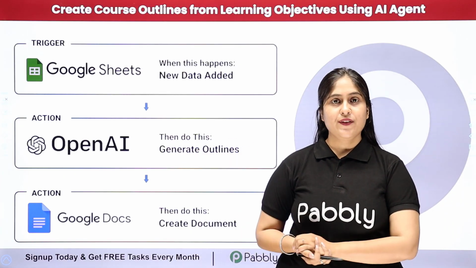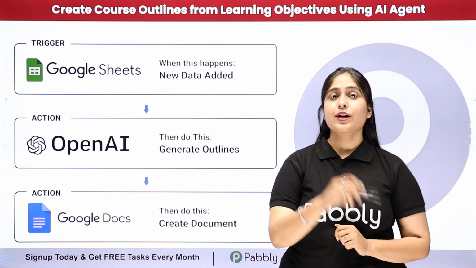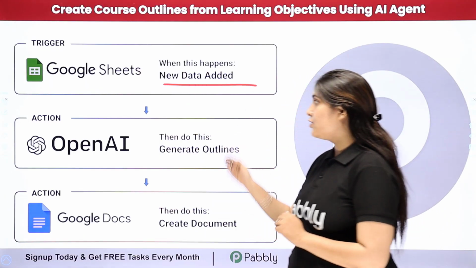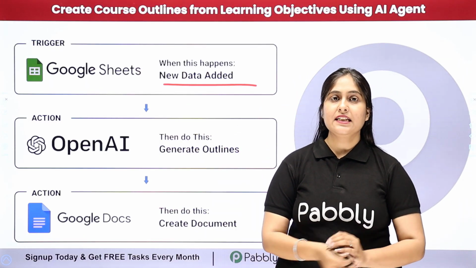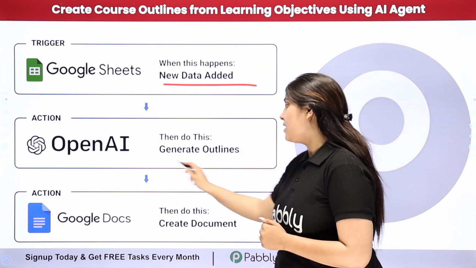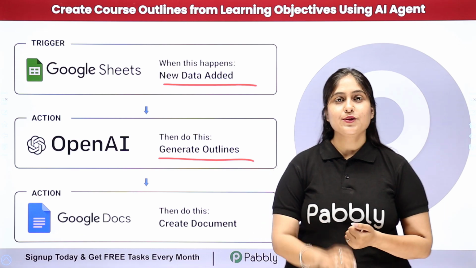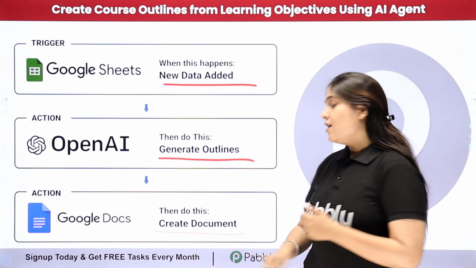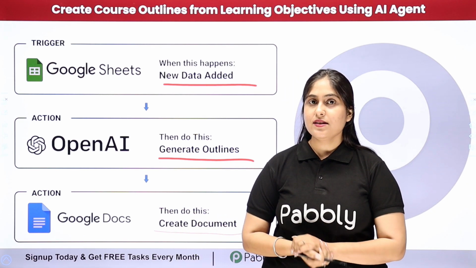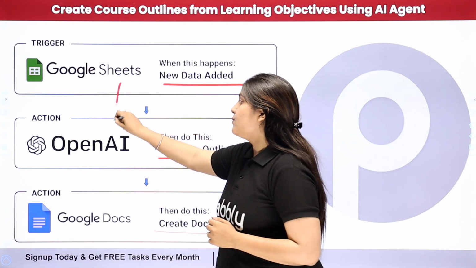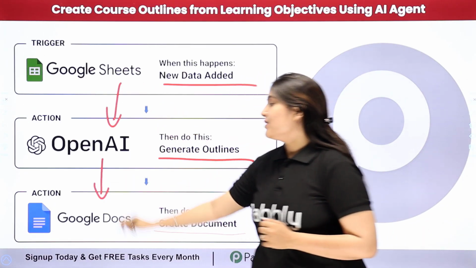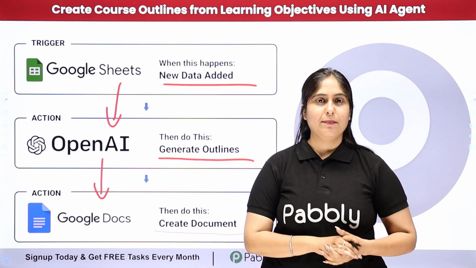So as an online professor, my objective is that whenever I'm going to add new details in my Google Sheets, then automatically using the details, OpenAI should generate the course outlines. And after generating the outlines, automatically that should be created as a new document in my Google Docs. So now here to automate the entire process, I need to connect my Google Sheets with OpenAI and Google Docs using an automation software named Pabbly Connect.